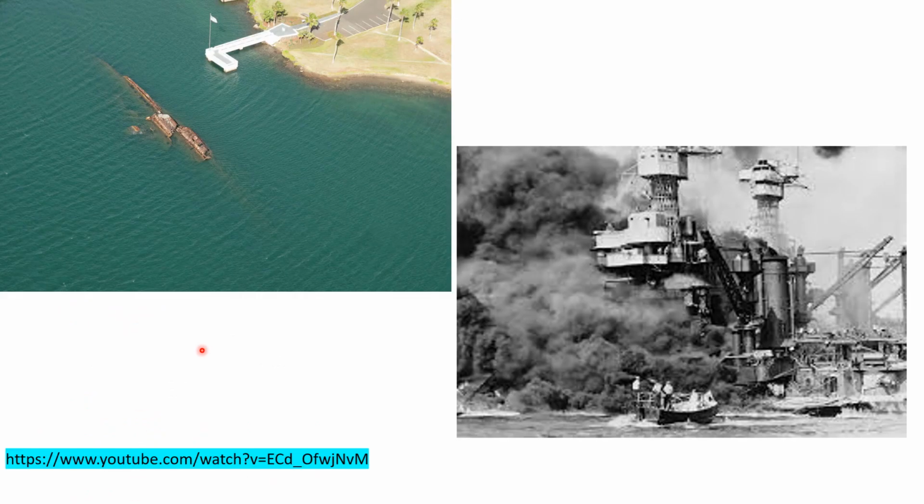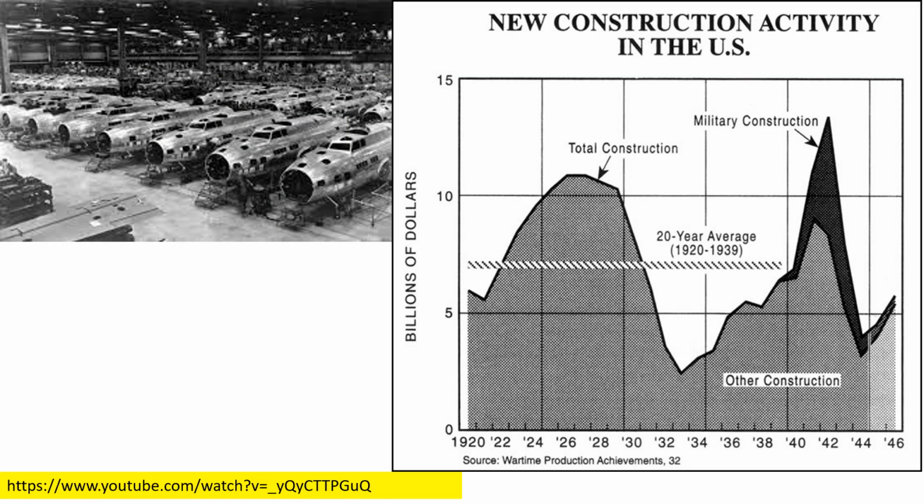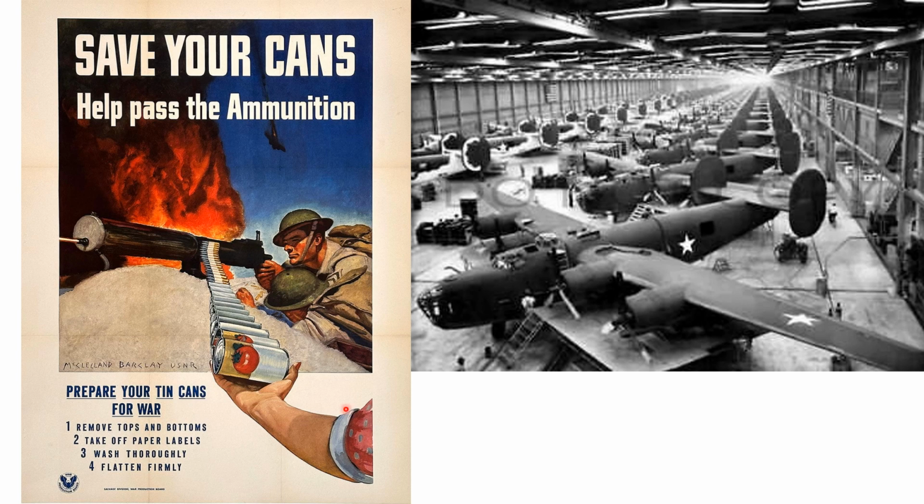Okay, so these are some examples. You can see very carefully what happened in Pearl Harbor. And when America entered the war, you can see these are all the planes, and you can see that the military construction, especially, look at the year, increased or spiked. More examples of ammunition.